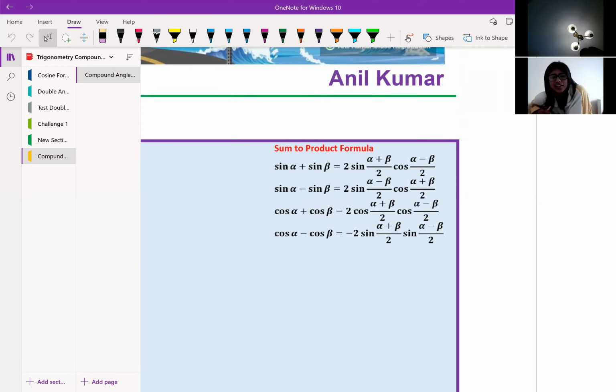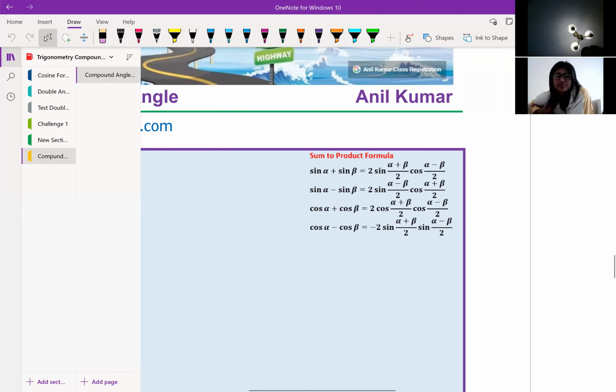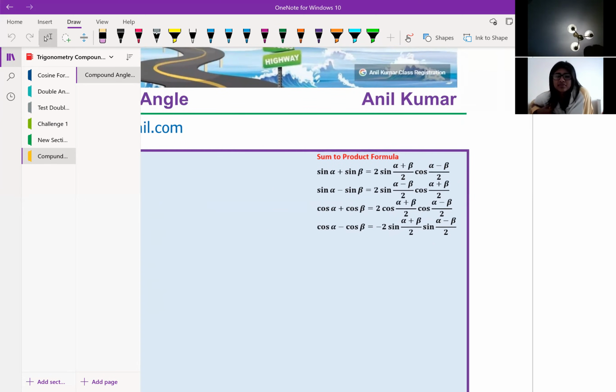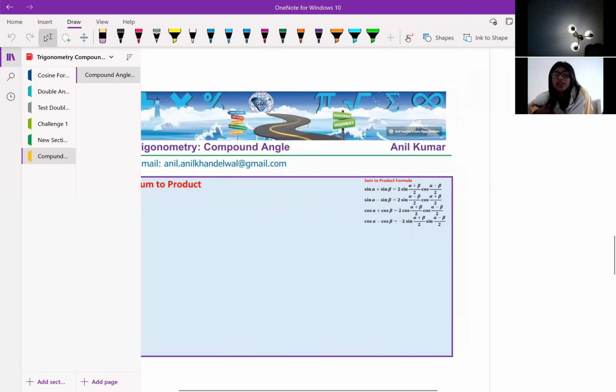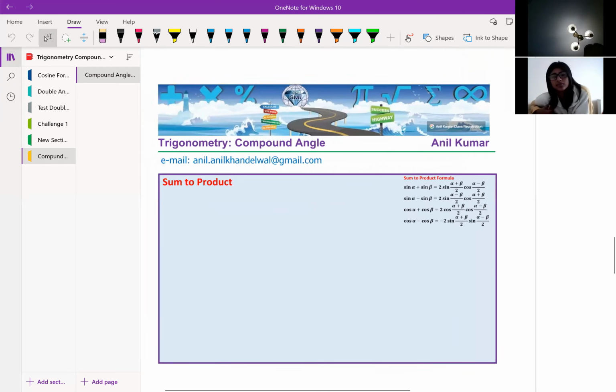How are we going to do it? I will show you such a neat technique of doing it, right? We'll try to relate it with our previous formula. Let's go back and see what the previous formula was.